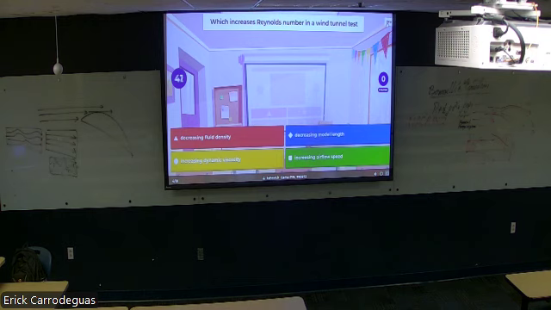It might be nice to have the Reynolds number. Remember that Reynolds number is the fluid density times the airflow velocity times the length of the model, divided by dynamic viscosity.